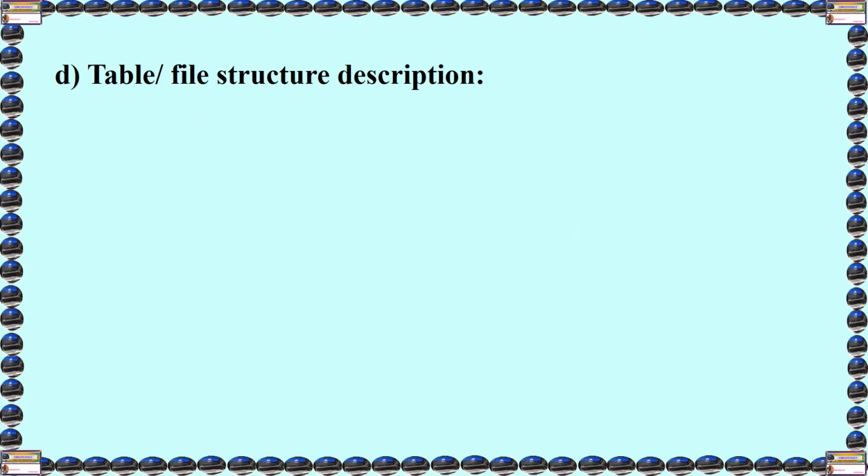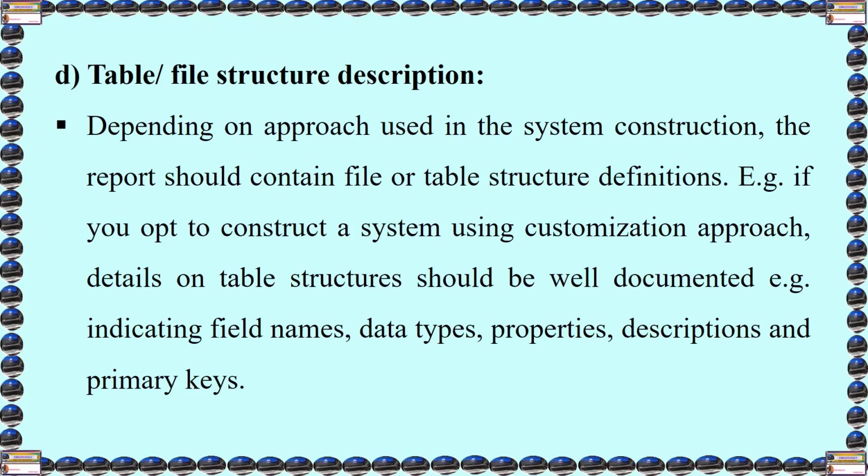Number 4 is the table or file structure description. What are table structures or file structures? Now, depending on the approach used in the system construction, the report should contain file or table structure definitions. For example, if you opt to construct a system using the customization approach, details on table structures should be well documented. For example, indicating the field names, the data types for each field, the properties for each field, the descriptions, as well as the primary keys for each table.